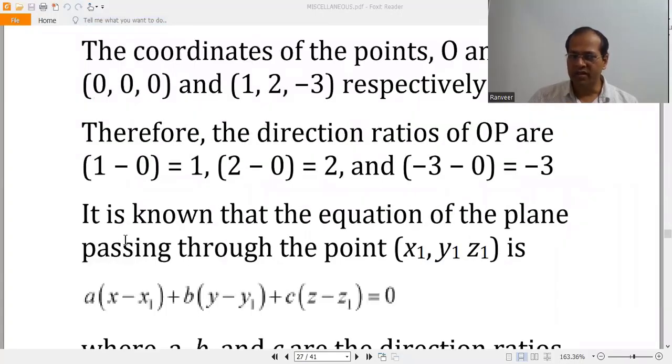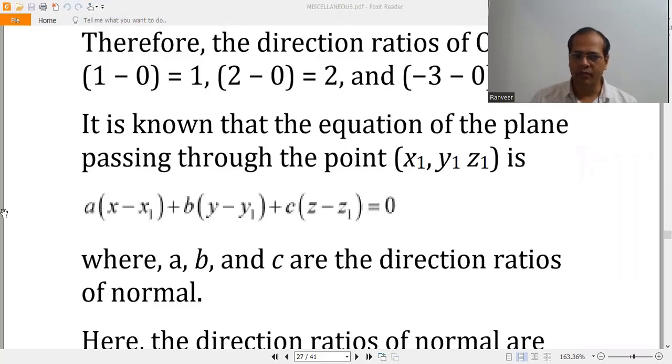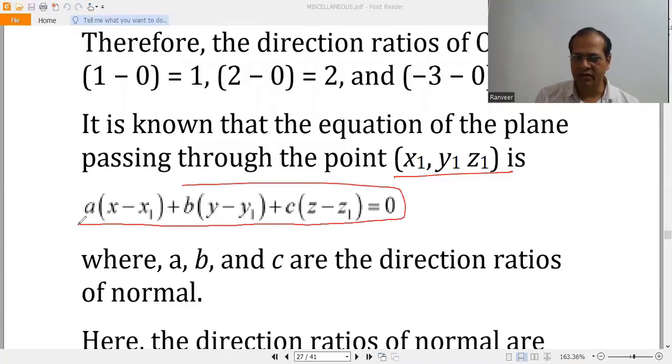Now, the equation of the plane passing through any point (x1, y1, z1) is a(x minus x1) plus b(y minus y1) plus c(z minus z1) equals 0, where a, b, c is the direction ratio of the normal. This is very, very important: the direction ratio of the normal.